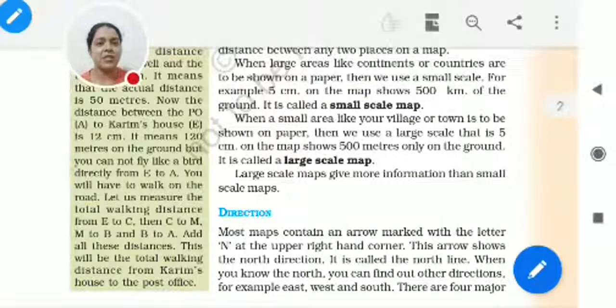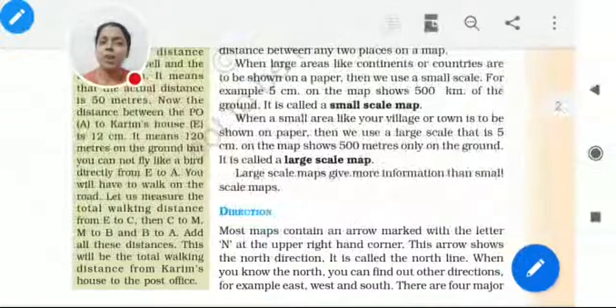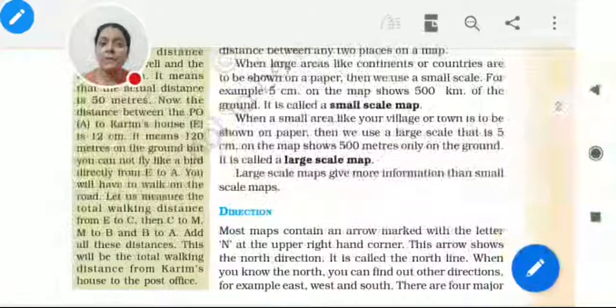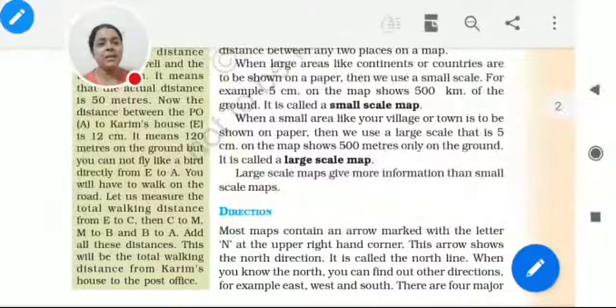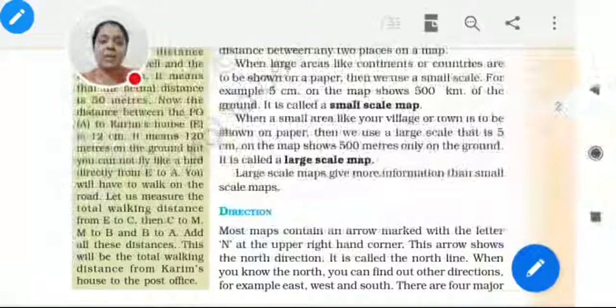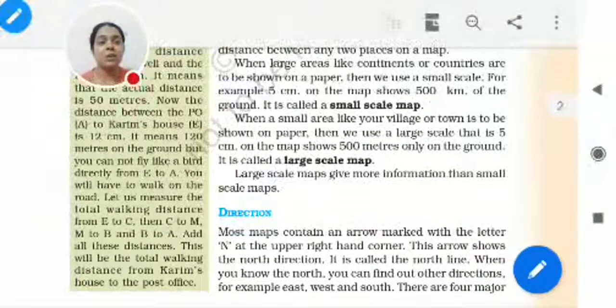A small scale map is the map of India or the map of a state. A large scale map can be the map of your school, the map of exactly your city in which you are living, or a village where you are living. So a large scale map talks about small areas, and a small scale map talks about larger areas, the bigger portion. Don't ever get confused: small is talking about the large, and large is talking about the small, right?